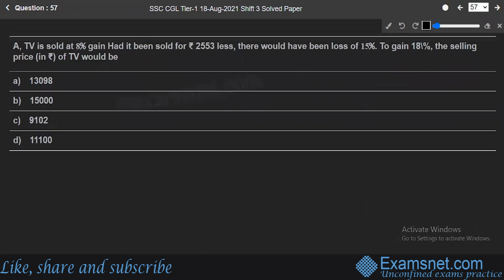Question number 57. A TV is sold at 8% gain. Had it been sold for 2553 less, there would have been a loss of 15%. To gain 18%, the selling price of the TV should be equal to what? So these are the given options. Let's start with the question. Here it is. First of all, we'll assume the cost price of the TV to be X. Let the CP of the TV be equal to X.